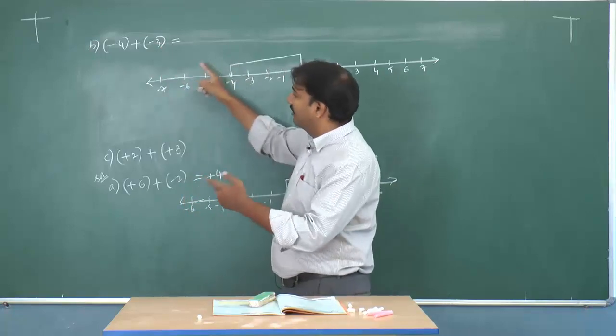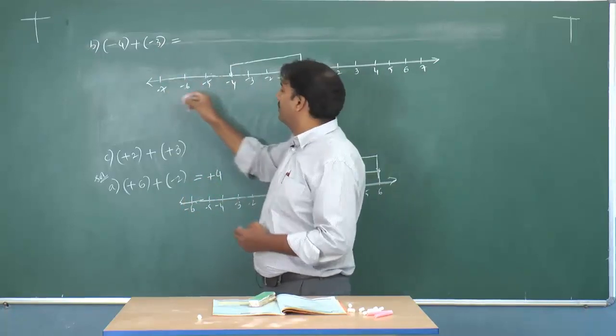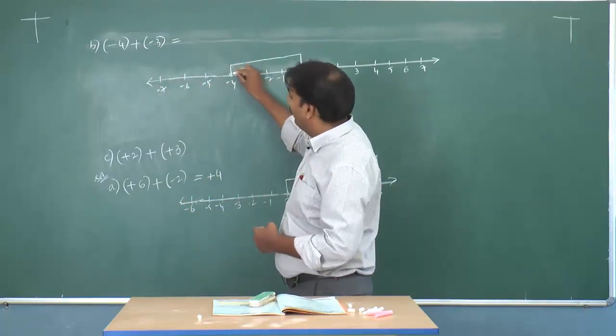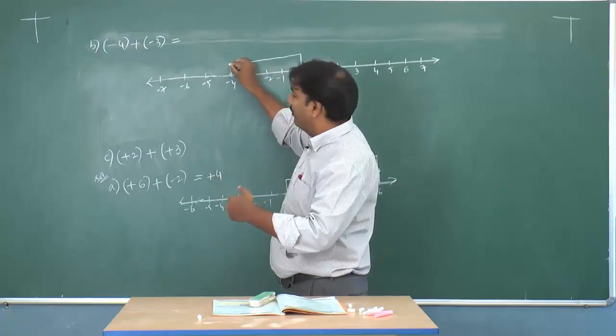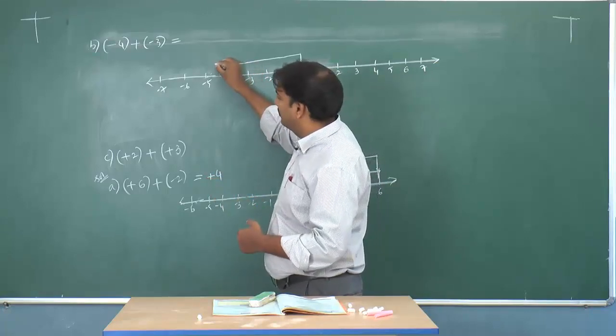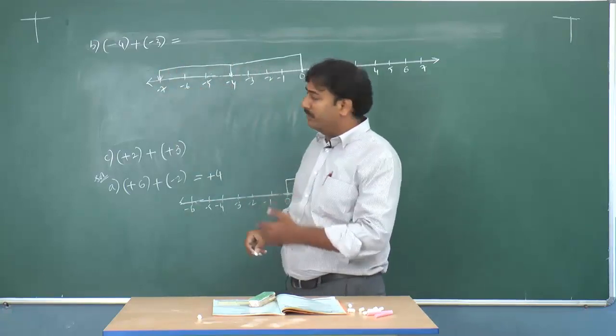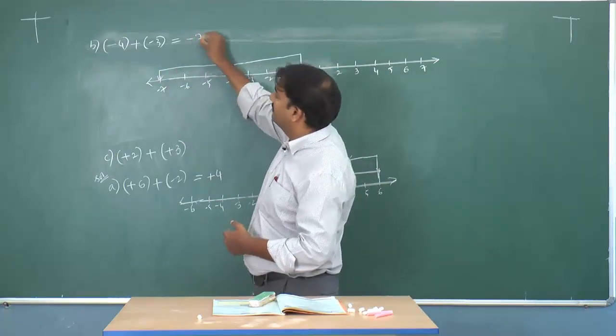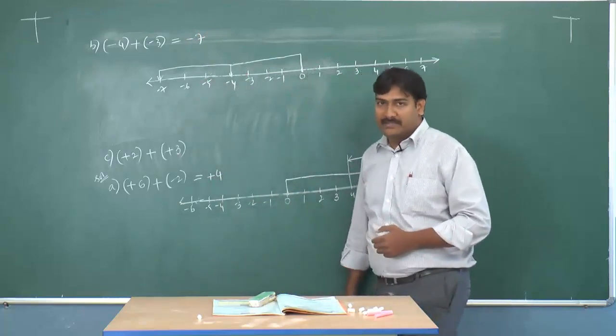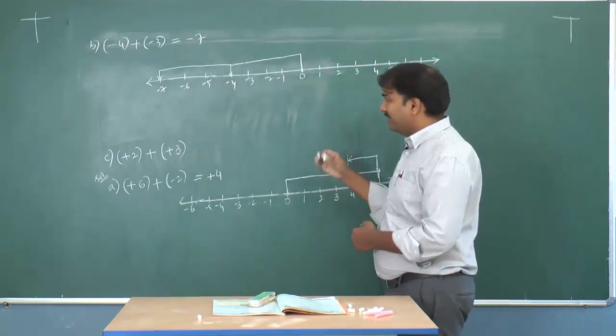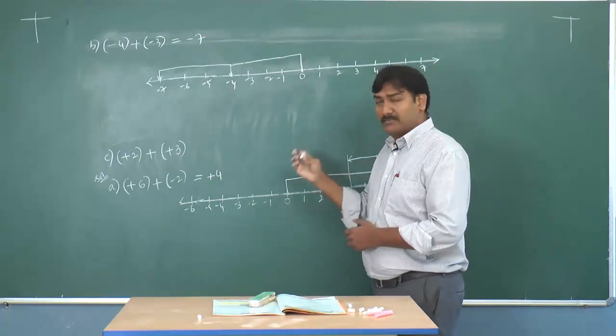So I will move to the negative direction, but how many units? 3 units. So from here I am going to move to the left side, or to the negative direction still, for 3 units. So 1, 2 and 3. Here is stop. So the answer is going to be minus 7. So the result of this is going to be minus 7. So this is what we have done using the number line.